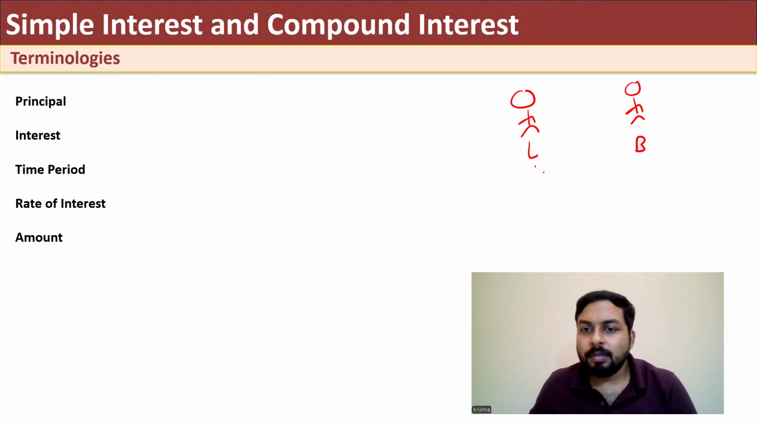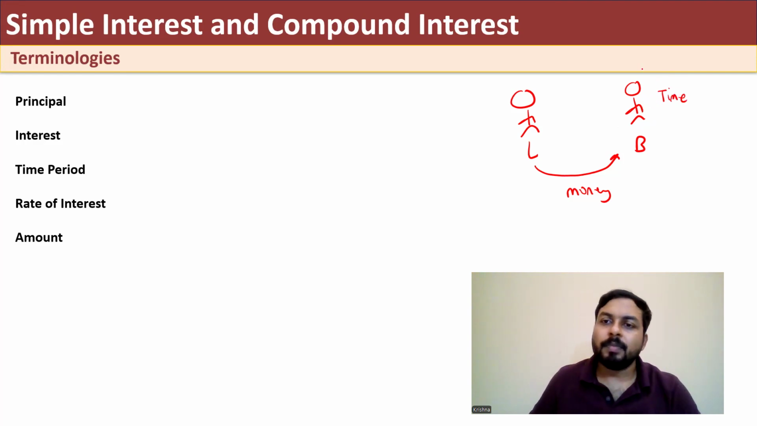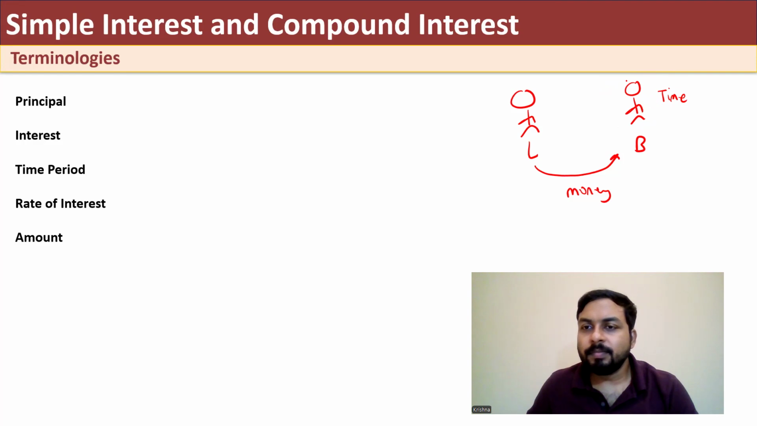Lender is a person who will give money. Borrower will use this money maybe for his business, or maybe he wants to build a house, or maybe for educational purpose. He will use this money. And after a certain period of time, he's going to return back this money to the lender.